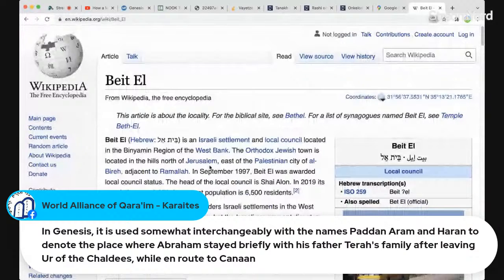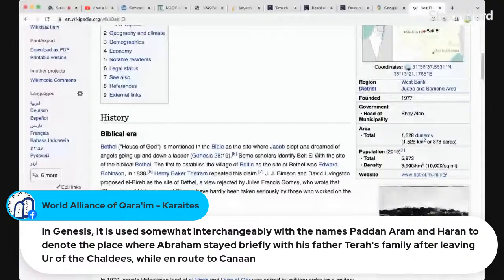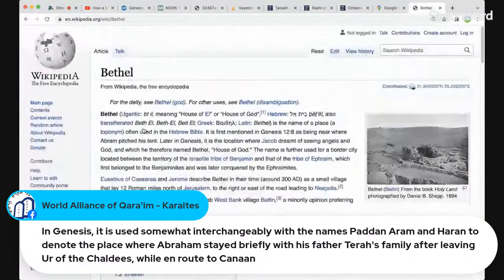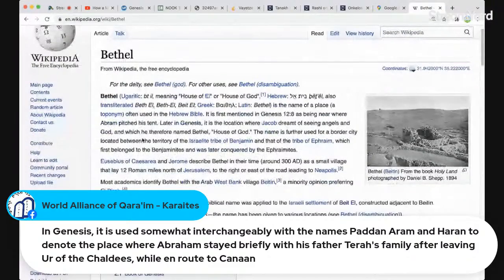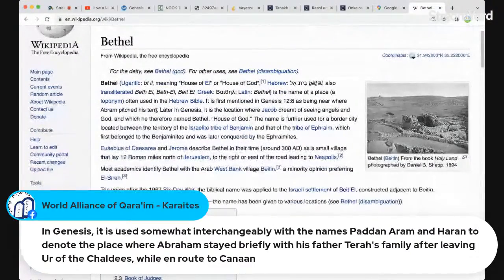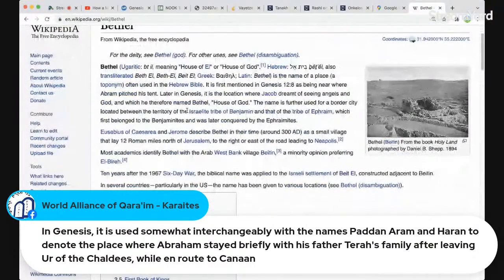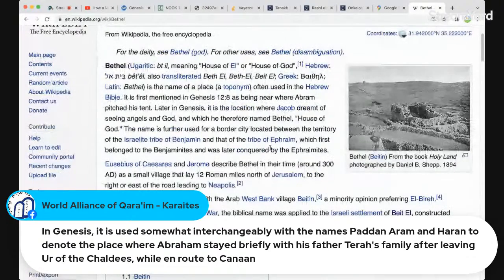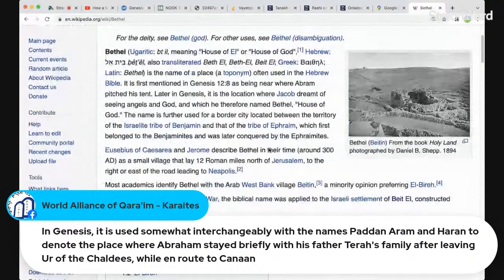Scholars identify Bet El with the site of the biblical Bethel. So Bethel is the name of a place often used in the Hebrew Bible. It is first mentioned in Genesis 12:8 as being near where Abram pitched his tent. Later in Genesis, it is the location where Jacob dreamt of seeing angels and God, in which he therefore named it Bethel, house of God.